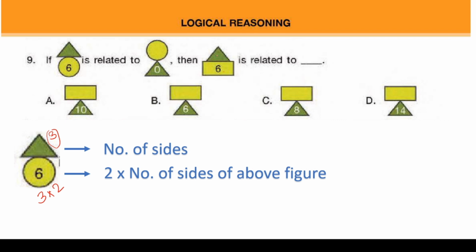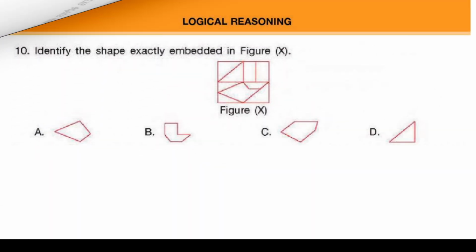So similarly, the circle has 0 sides and the number in the triangle below is 2 times 0, which is 0. Similarly the next figure has 3 sides and the rectangle below has double the number of sides of the above figure, which is 6. So going by that pattern, our right answer is option C, because the number of sides of a rectangle is 4 and the number below in the triangle is double the number of sides, which is 2 times 4, that is 8.